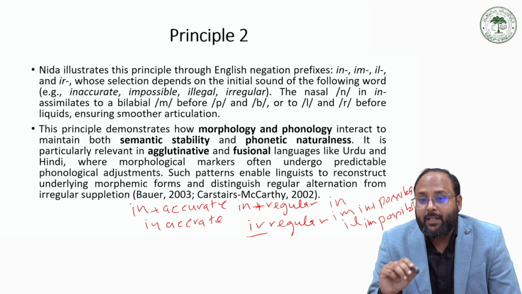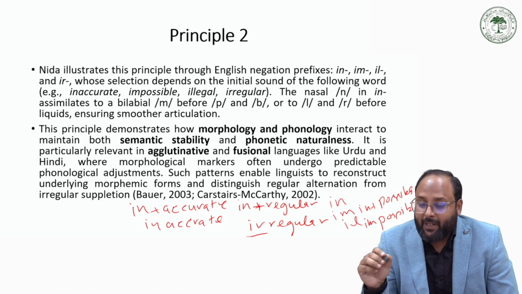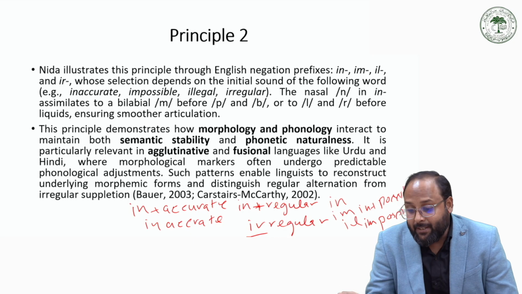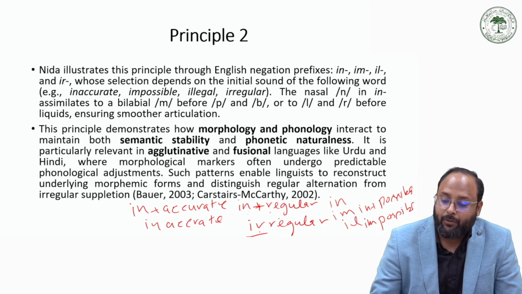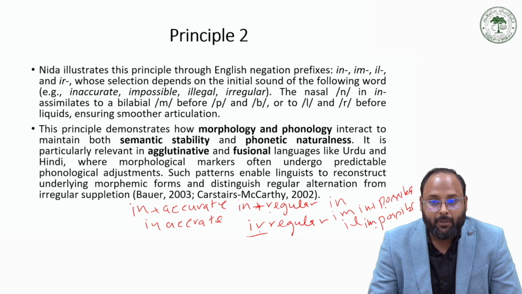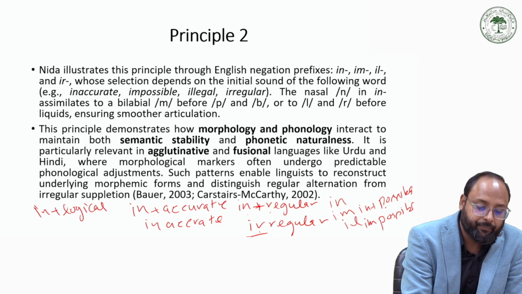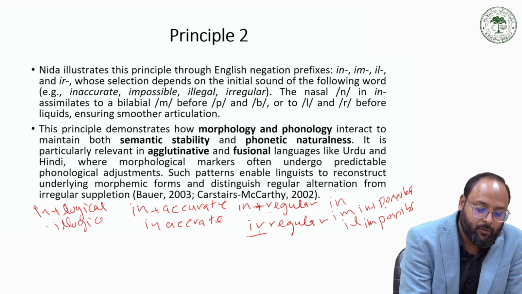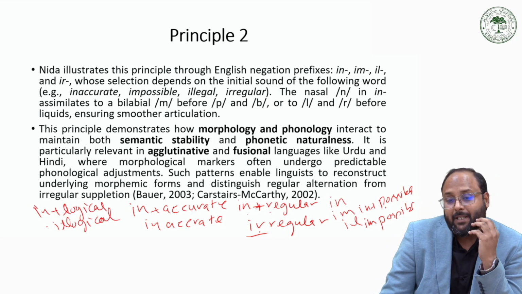So these are the different phonemic forms. But this difference is phonologically conditioned. So we have the condition for this. Because of the following r, the n changes into r. Because of the following p, the n changes into m. Or in in plus logical, it becomes illogical. Here the n changes into l because of the following l sound.